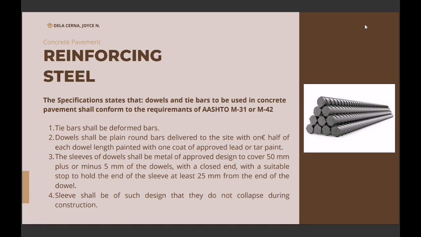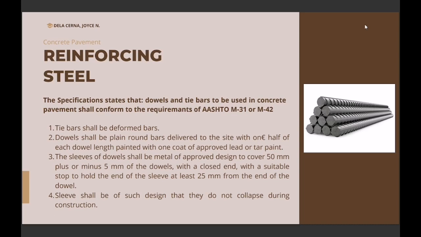Reinforcing steel. The specification states that dowel and tie bars to be used in concrete pavement shall conform to the requirements of AASHTO M31 or M42. Tie bars shall be deformed bars. Dowels shall be plain, round bars delivered to the site with one half of each dowel length painted with one coat of approved lead or tar paint.